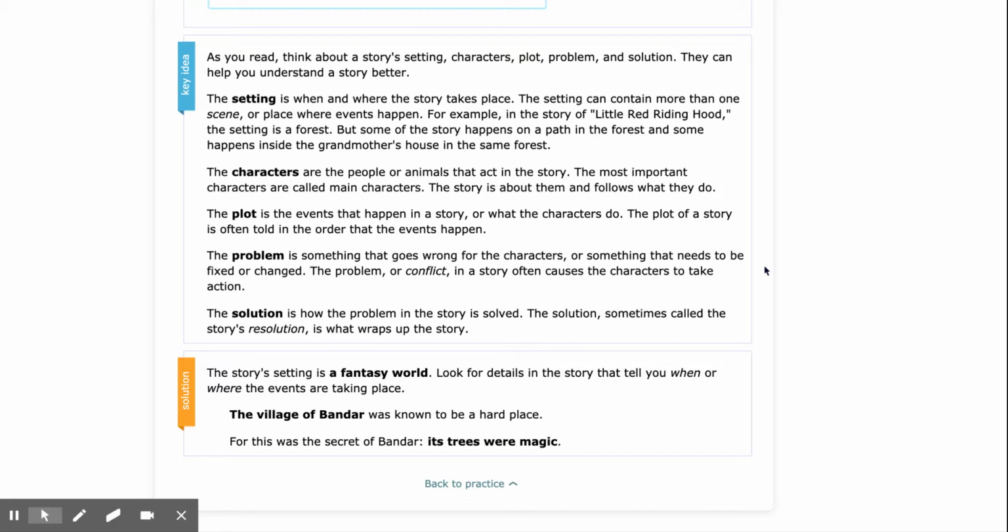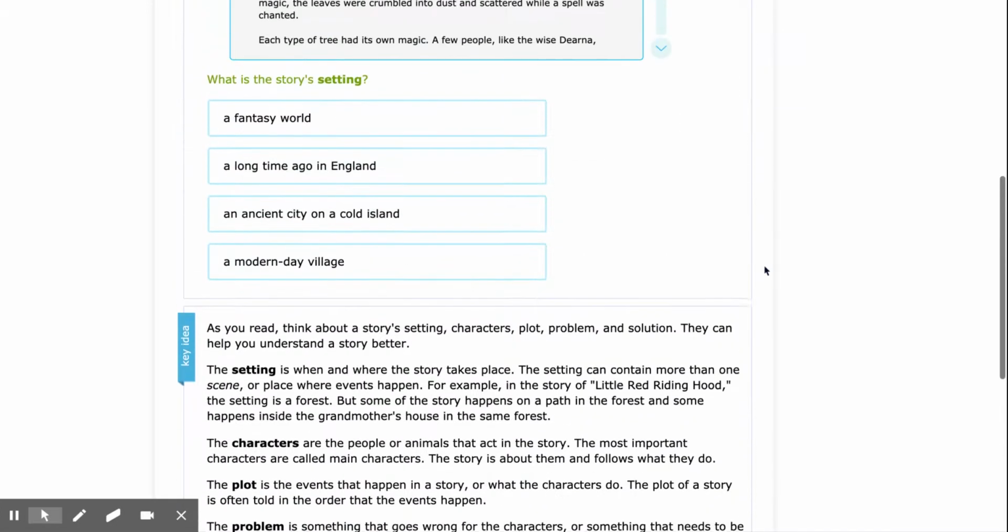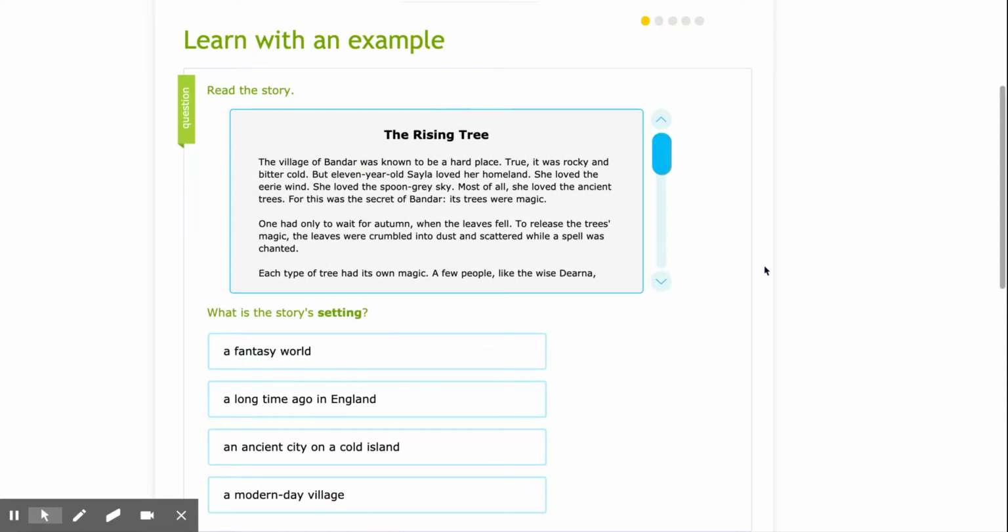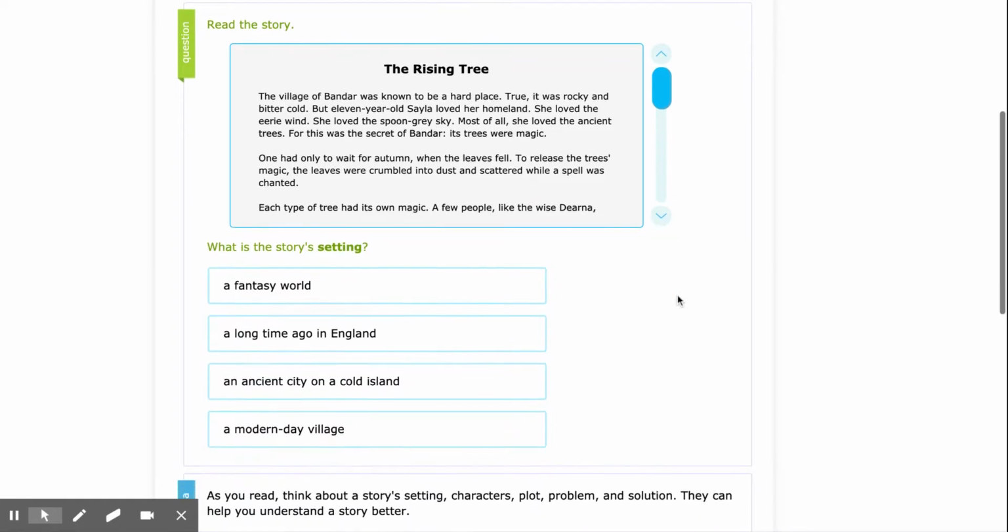The solution is how the problem in the story is solved. The solution, sometimes called the story's resolution, is what wraps up the story. Let's take a look at our example. Read the story. Then it asks, what is the story's setting? We're not going to read the whole story right now, but we are going to read the beginning so that we can get an idea of what the story's setting is.